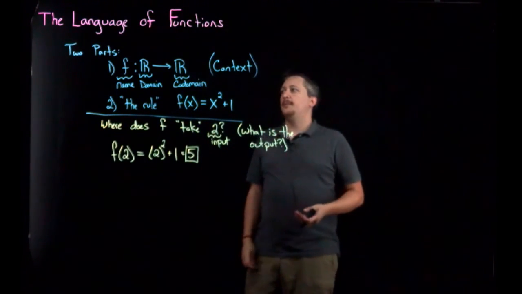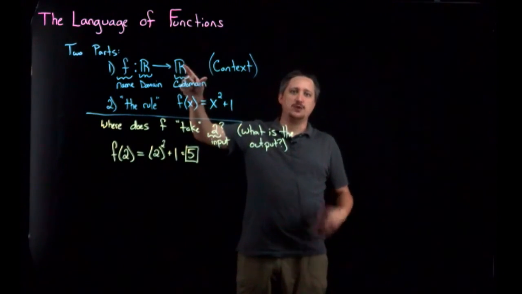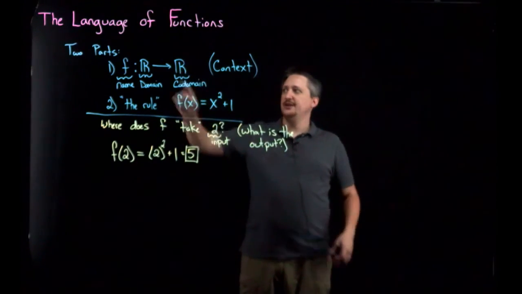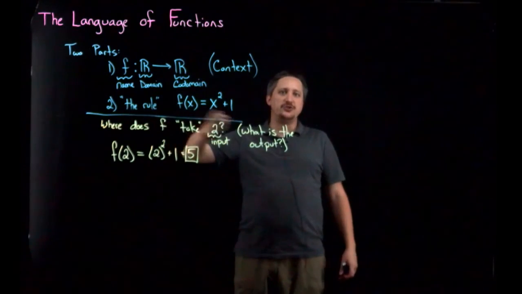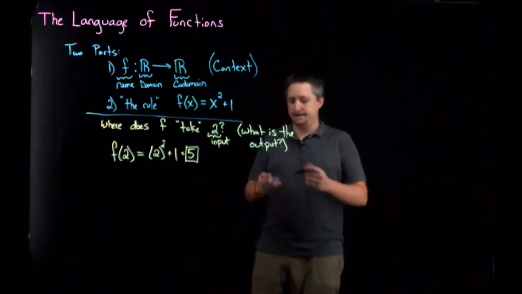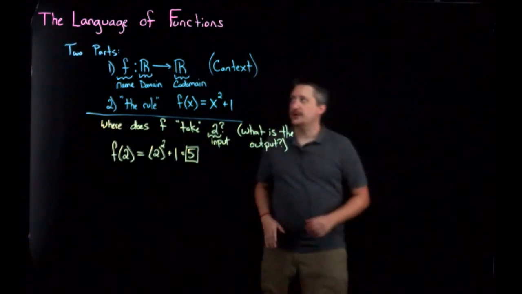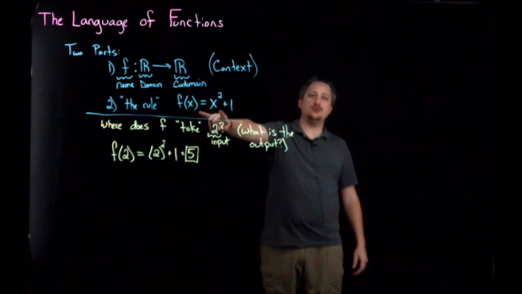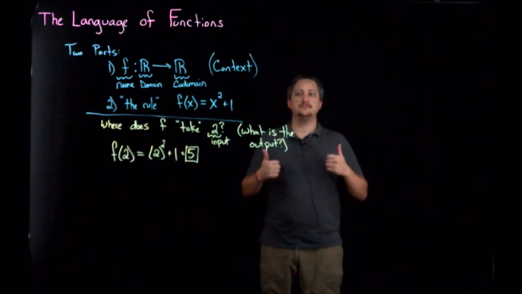So the codomain gives you an idea of what kind of thing you are getting out. Is it money? Is it a person? Here I'm putting in numbers, I'm getting out numbers, and the rule actually tells you how to associate the input to the output. And that's really all there is to it. So with the language of functions, two pieces, context and rule. That's everything. All right, we're good?